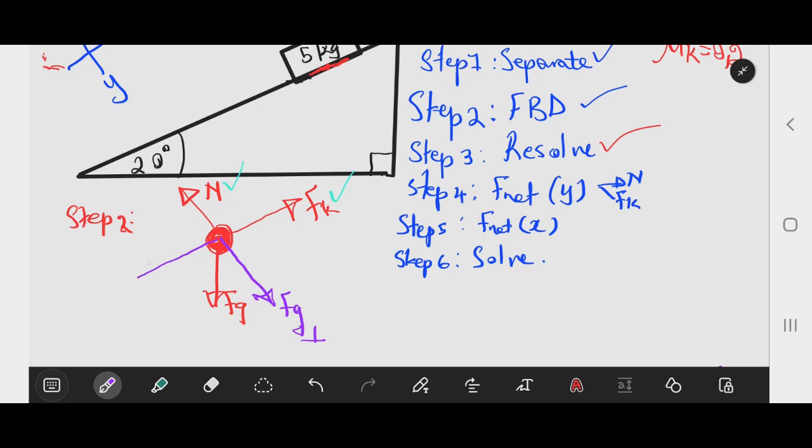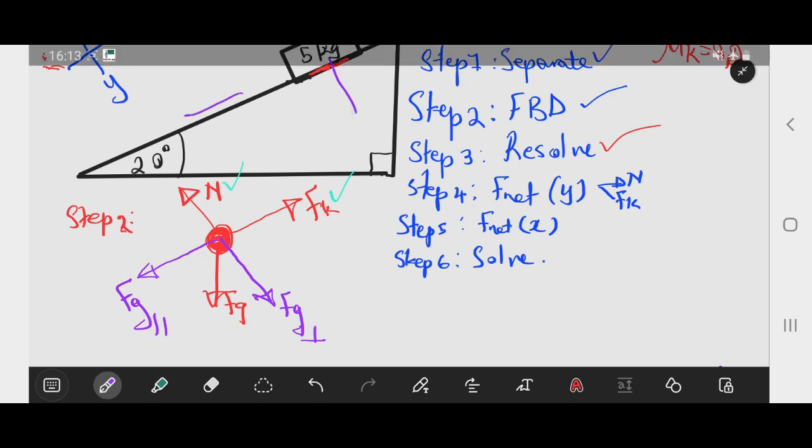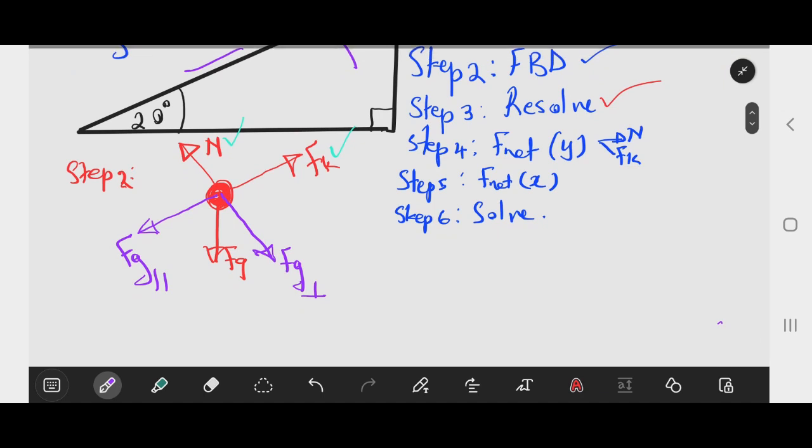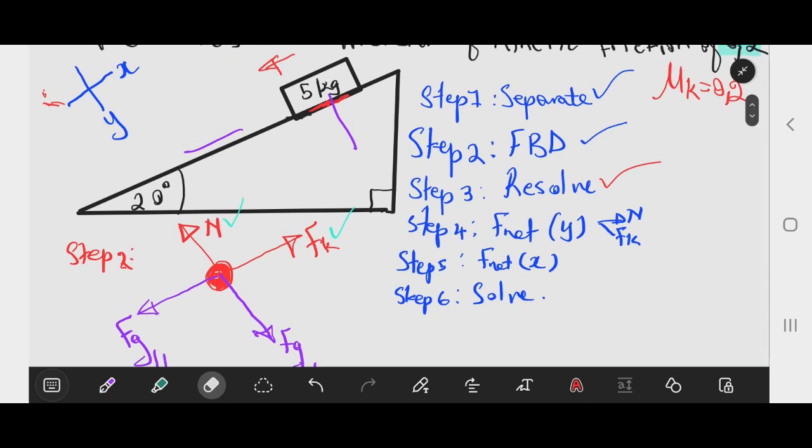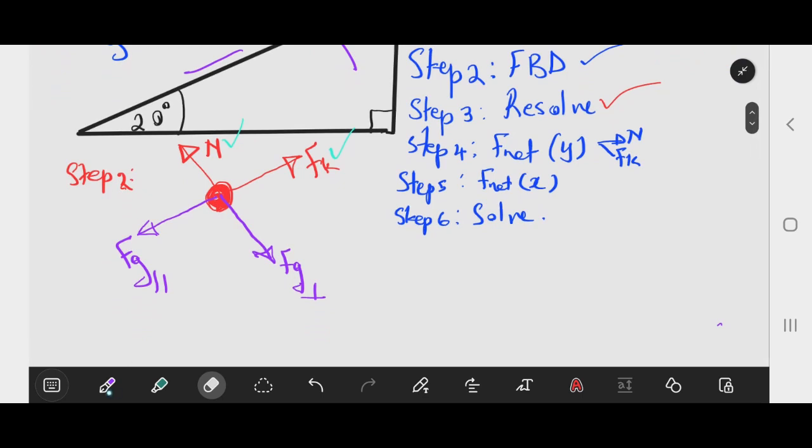And the second component would have Fg parallel, which is parallel to the surface. The other one is perpendicular to the surface, okay? So the fact that we have represented Fg with the components, we can now remove it from the free body diagram. So that is step number 3. We have resolved weight into two components.